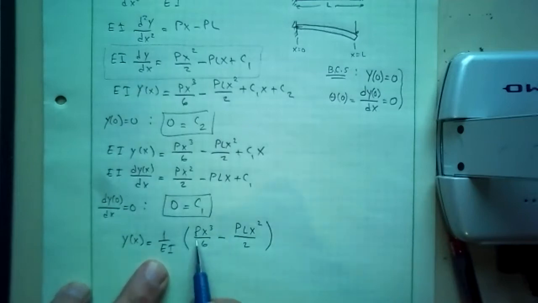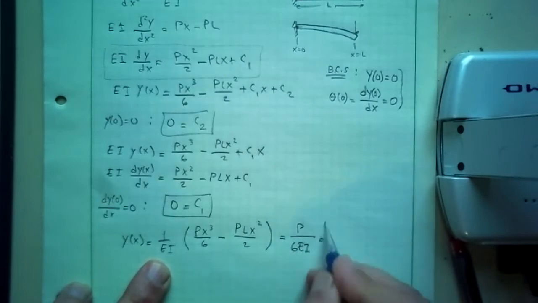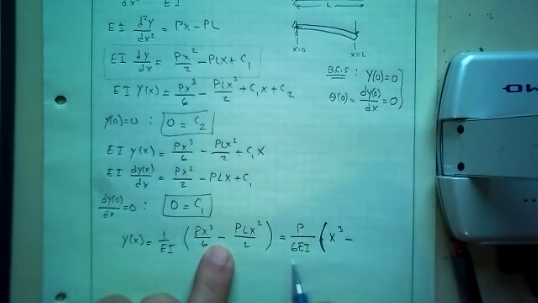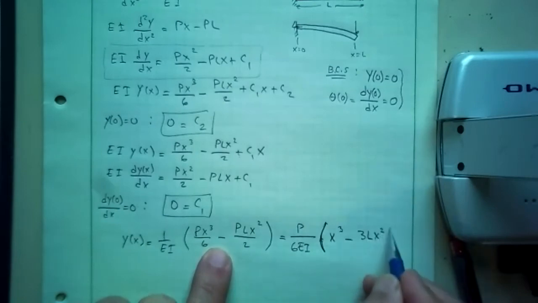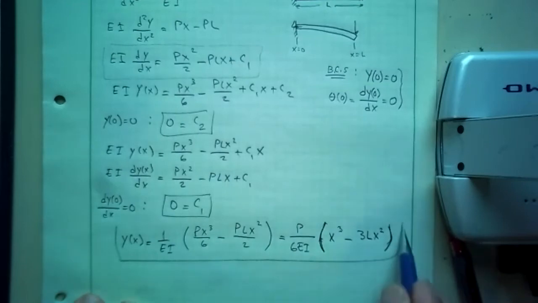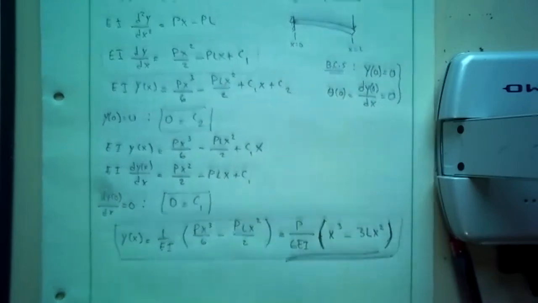I guess I can factor out a 6 and a p. Can I do that? 6 and a p, yeah. I can do p over 6 EI times x cubed minus 3lx squared. So this is the equation for the elastic curve right there.